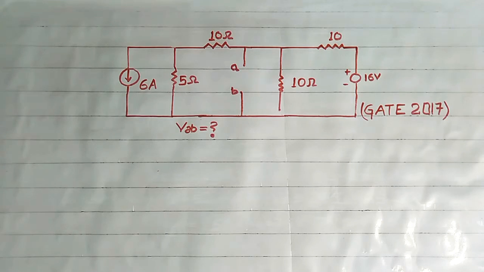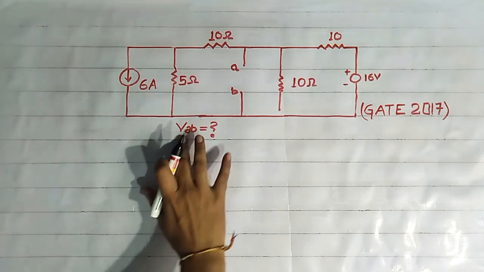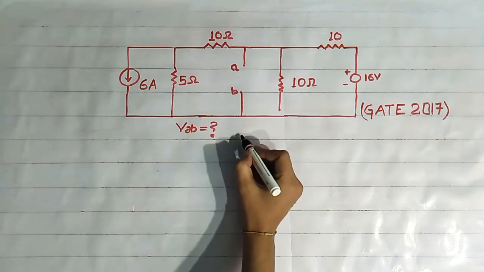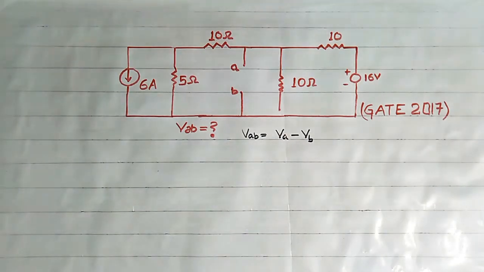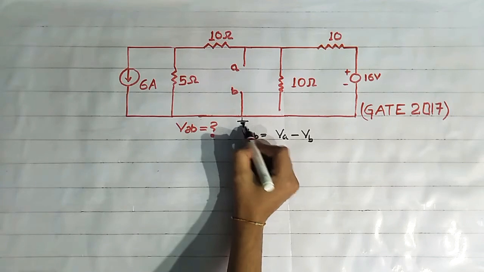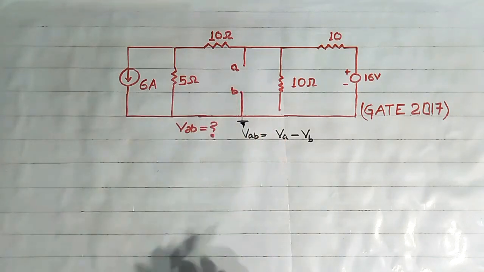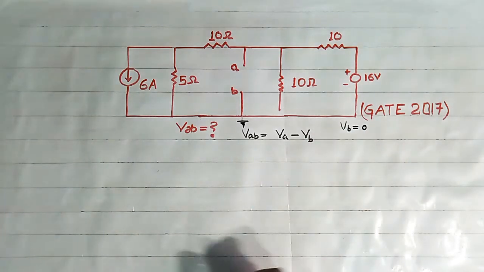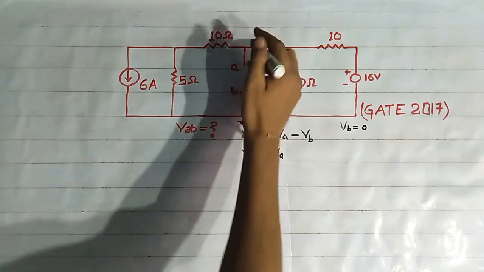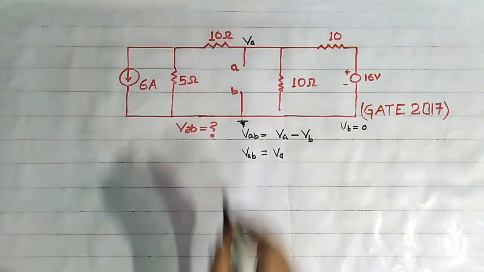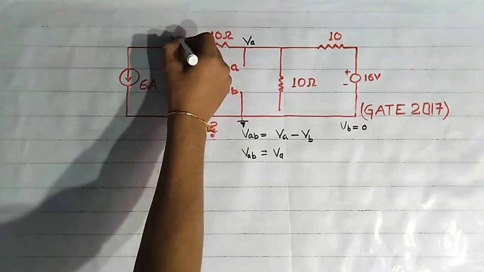Now we are going to solve the question that has been asked in GATE 2017. Here this circuit is given and we have to find voltage VAB. So for this circuit, VAB is equal to VA minus VB. Now we solve this question by using nodal analysis. To apply the nodal analysis, we have to choose a reference node. Suppose we choose this node as reference node. Then VB will become 0. So VAB is simply equal to VA, the voltage of this node A. Suppose the voltage at this node is V.